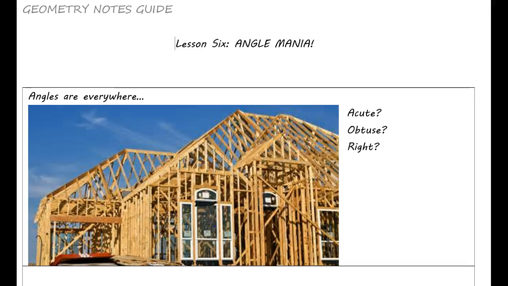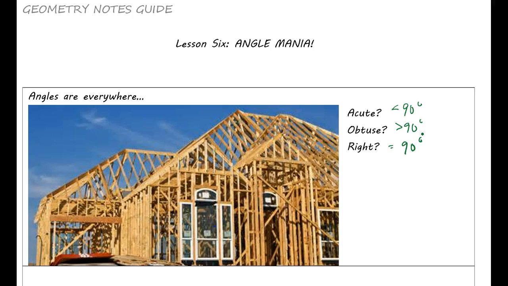If you didn't believe it, here's your angles are everywhere picture, just to remind you that this is really applicable, and architecture is the easiest way to really see it. But acute, obtuse, and right are going to mean the same thing that they did for triangles. Acute's going to be an angle that is less than 90 degrees. Obtuse is greater than 90 degrees, and a right angle is equal to 90 degrees.